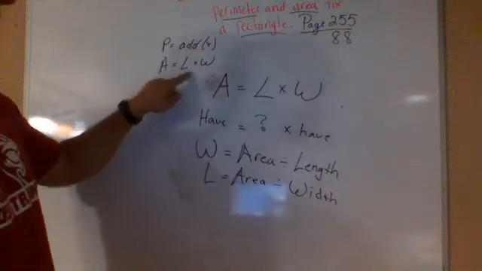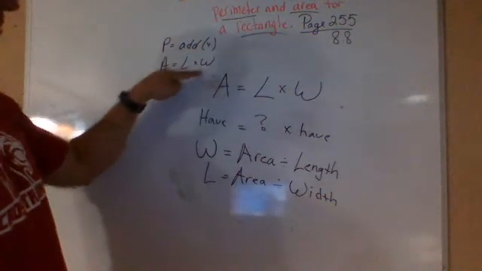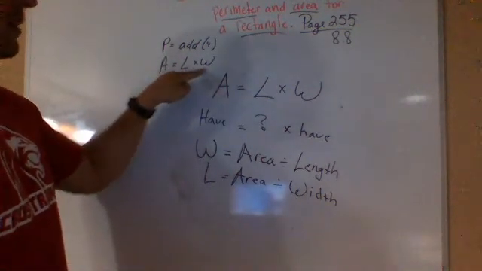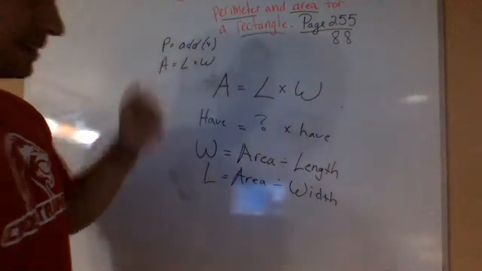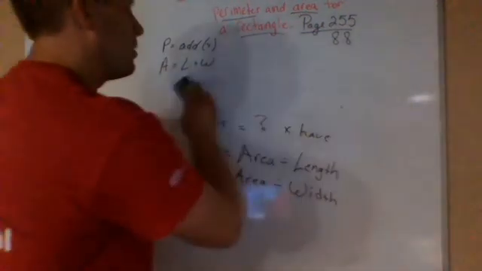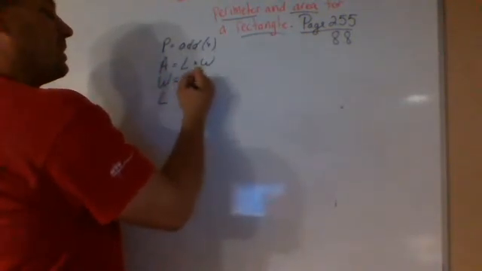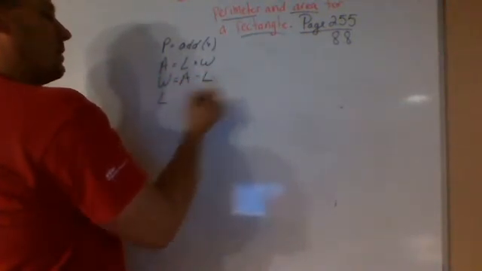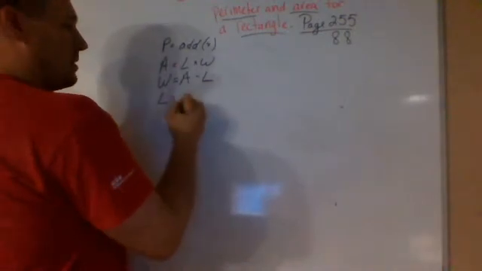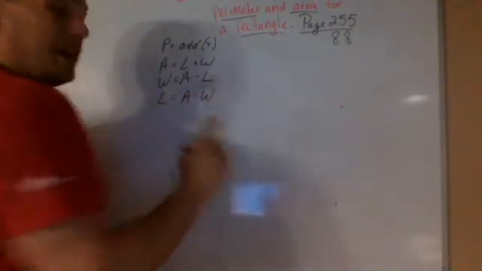If we have length and width, we multiply them. If we're missing one of these two, we have to divide. And I'll show you how to do one of those problems right now. So let me add these to the equations up here. If I need my width, I take area divided by length. If I need my length, I take area divided by width.